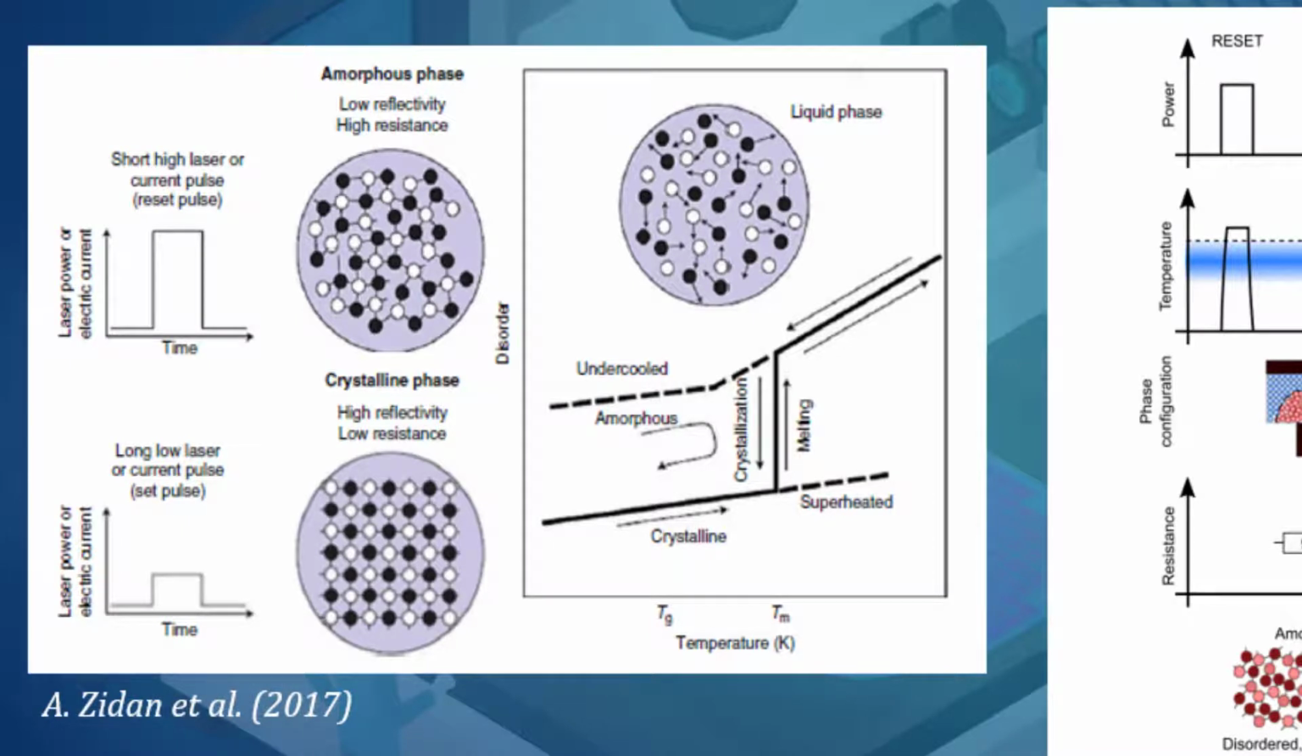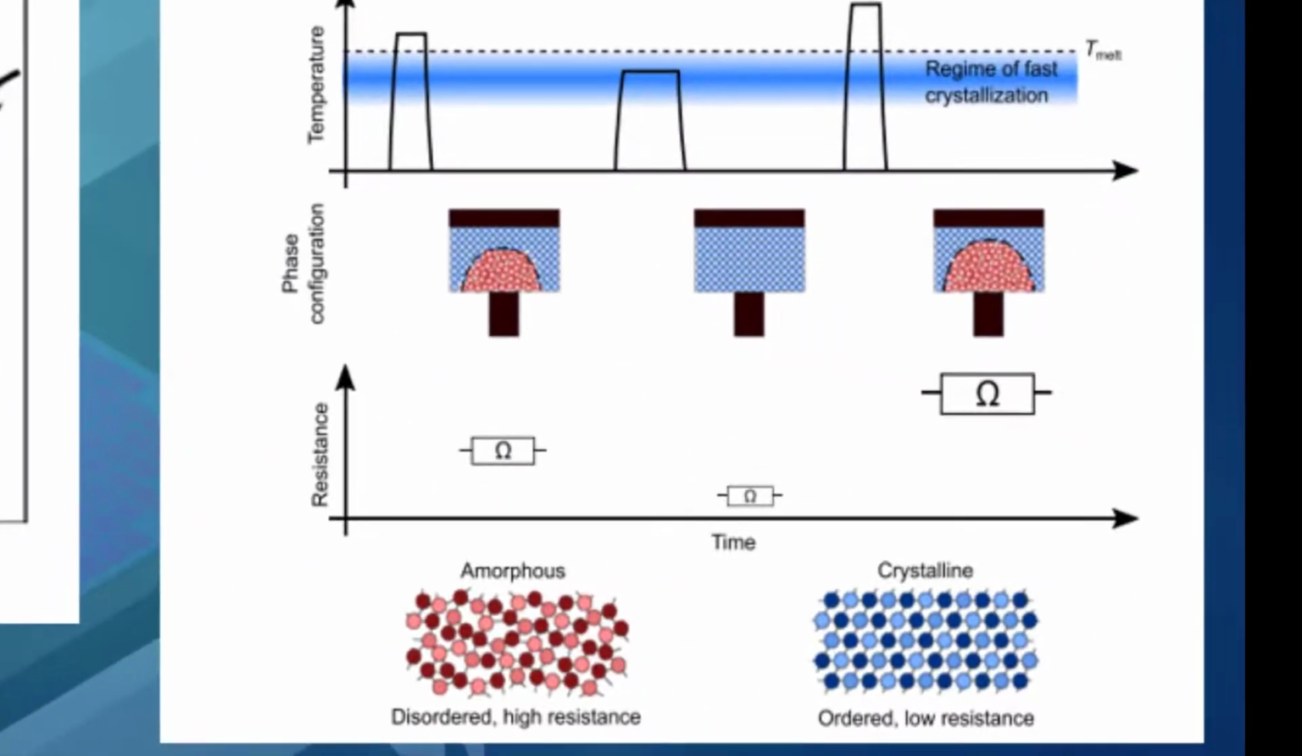And when heating the amorphous material to a high enough temperature but below the melting temperature, it will rapidly crystallize. Now, to transform the material back to the amorphous phase, it needs to be heated above the melting temperature and then rapidly cooled down. This rapid cool down will freeze the atomic structure in a disordered state. So notice that the more disordered the molecules in the material, the higher its resistance. That is the case for the amorphous phase. And vice versa, less resistance means approaching the crystalline phase.